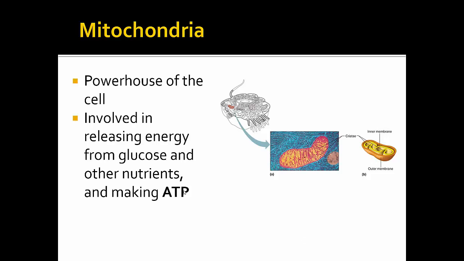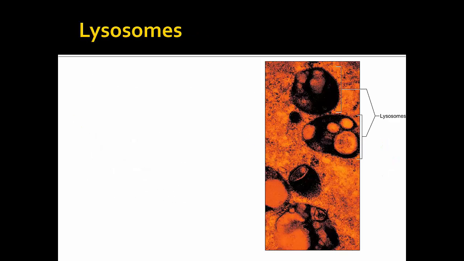The mitochondria is the powerhouse of the cell, which means it is involved in releasing energy from glucose and other nutrients and making ATP. When you take in glucose and other nutrients, your body takes it, goes into the cells, and it is turned into ATP by the process of cellular respiration. So you have to have mitochondria in order to have energy for the cell. It is a crucial organelle. People that have problems with their mitochondria have exercise intolerance, and they are weak and flaccid.